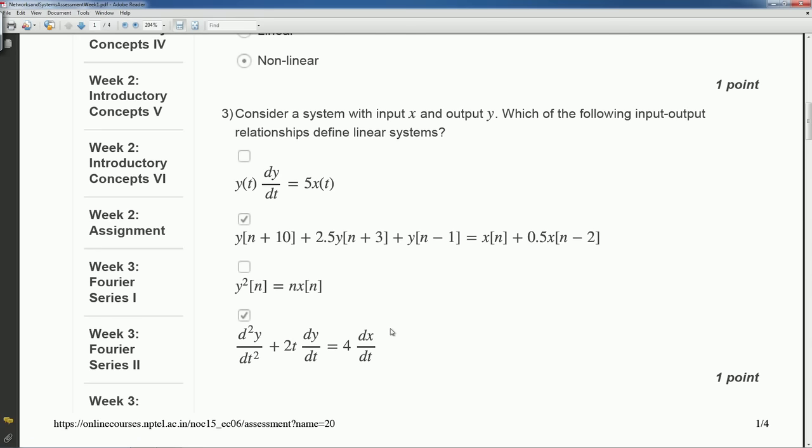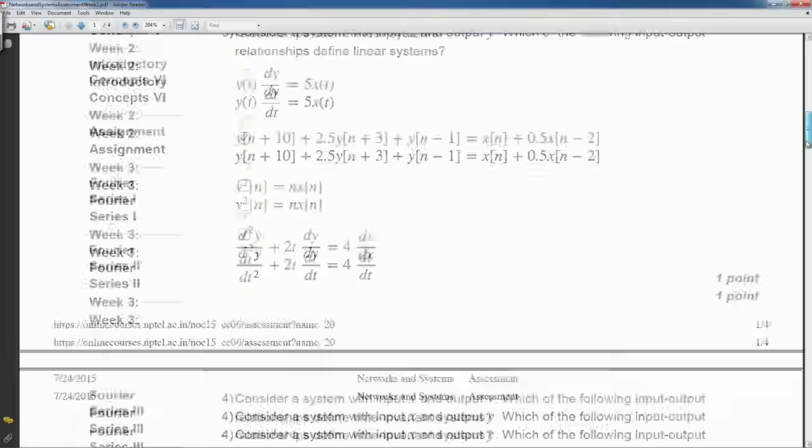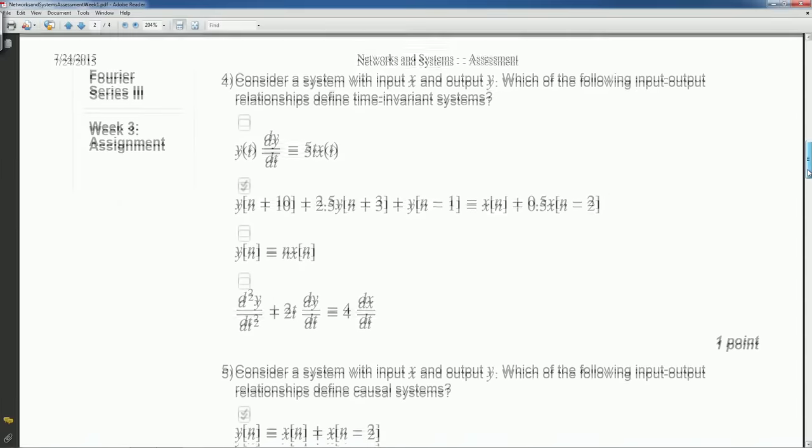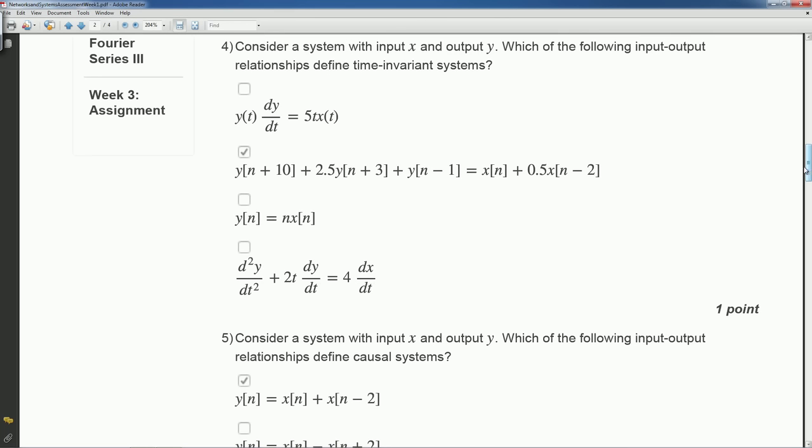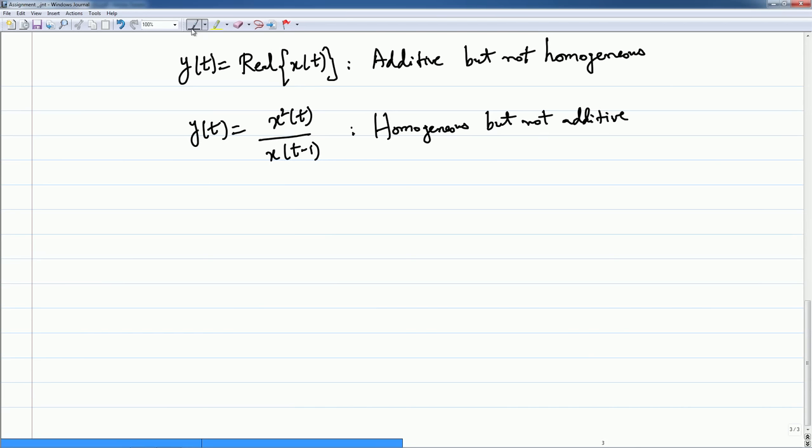So, that is the third question, and the fourth question I believe is very similar, but you are asked to check for time invariance and time variance. Let me show you the main method for checking for time variance and time invariance, and maybe we should do one question of that type. Question number 4 in your first assignment is about time invariance, and it has quite a few complicated examples.